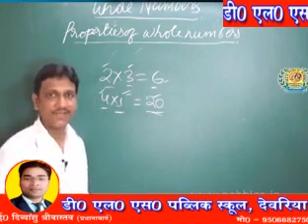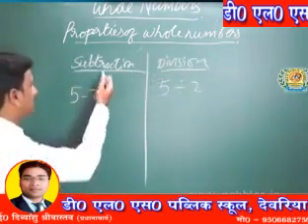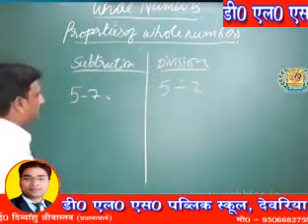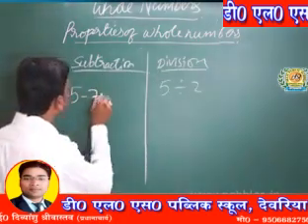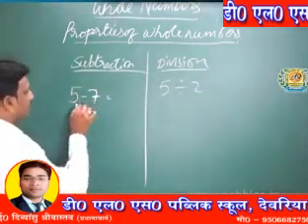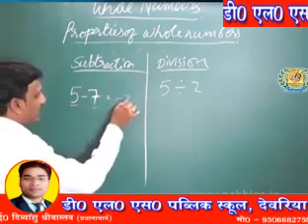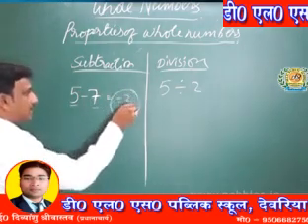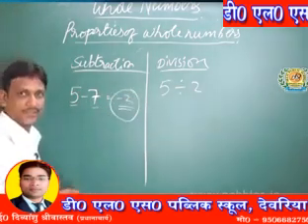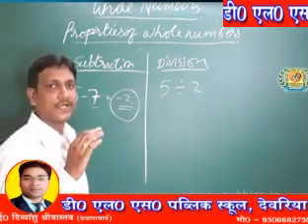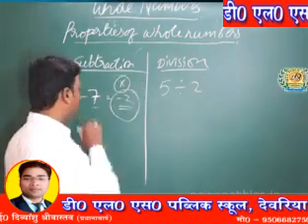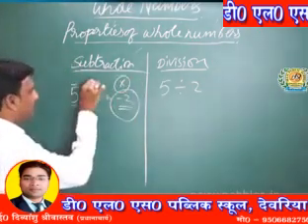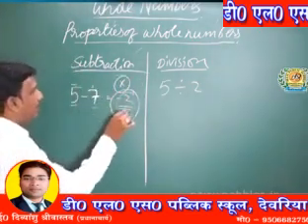Let us verify. Let us see here a subtraction. 5 minus 7. From 5, if you remove 7, you will get minus 2. So these minus numbers are not whole numbers. Whole numbers are the collection of natural numbers and 0. So this is not a whole number. So a whole number minus a whole number may not become a whole number.